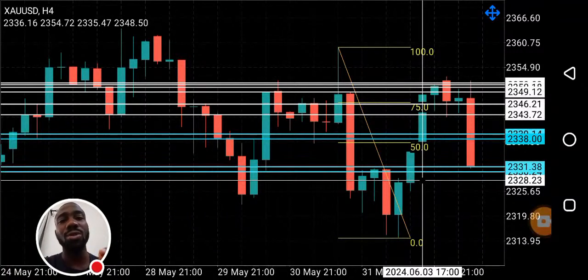Do not sell gold at the current market price, please. It is very risky to take a sell trade on gold. You could trade Australian dollar USD, you could trade GBP USD, but not gold at the current market price. It is very risky. I hope that is clear.